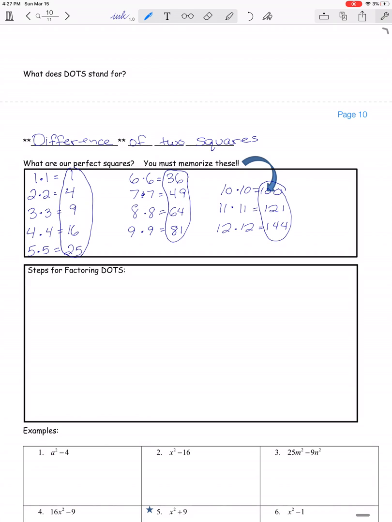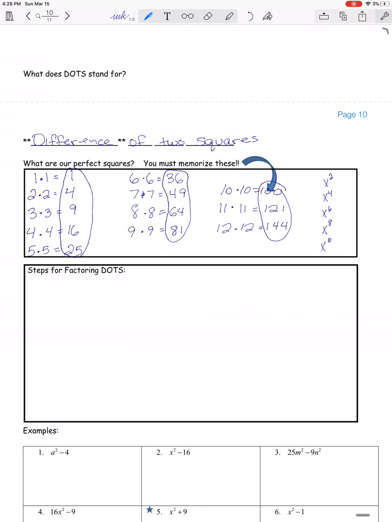It's also important to know that any variable with an even number exponent is also a perfect square. So for example, x to the second, x to the fourth, x to the sixth, x to the eighth, x to the 10th, and the list goes on and on. So any variable with an even number exponent will also be a perfect square. I personally like factoring with DOTS. I think it's maybe one of the easier types of factoring that we're going to be going over.